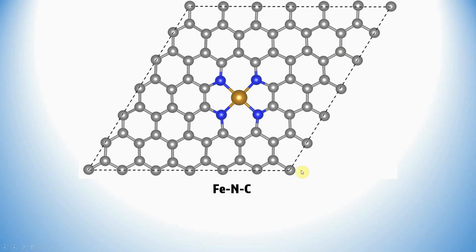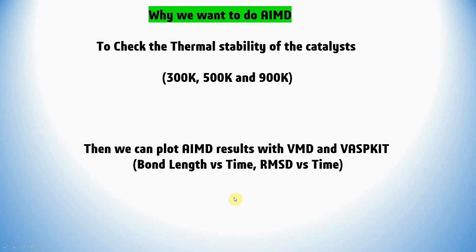So this is the system, FeNC system. I'm going to tell you how to prepare the input file and do the AIMD simulation using VASP. So why do we want to do AIMD? This is to check the thermal stability of the catalyst. Basically people will do 300K, 500K and 900K. You can do these three kinds of temperature, so you can see the stability of your catalyst.